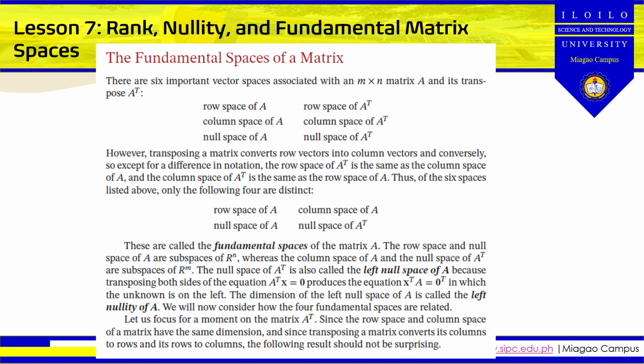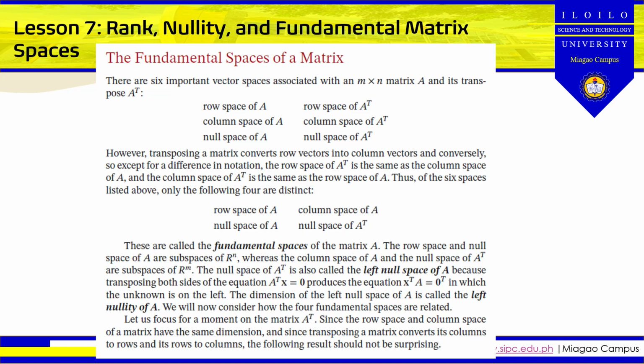The row space and the null space of A are subspaces of Rn, whereas the column space of A and the null space of AT are subspaces of Rm. The null space of AT is called the left null space of A because transposing both sides of the equation ATX = 0 produces the equation XTA = 0T, in which the unknown is on the left. The dimension of the left null space of A is called the left nullity of A.